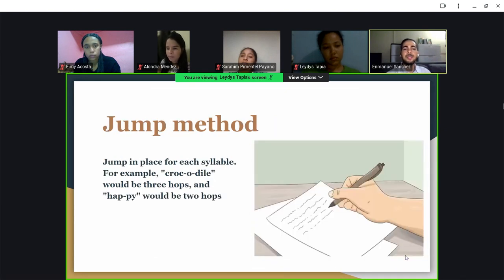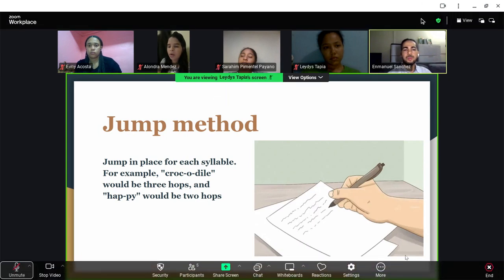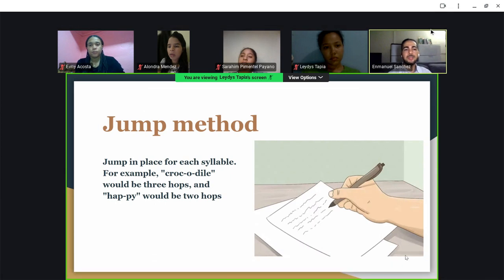The next method is the jump method. In that one, you're going to put the word on a piece of paper, and then you're going to try to jump in place for every syllable. For example, crocodile that you can see on the screen, you just put a dash or a hop every time you see a vowel sound, and you can see that it has three hops, which means it has three syllables. In the word happy, you will see that it has two hops, which means two syllables.